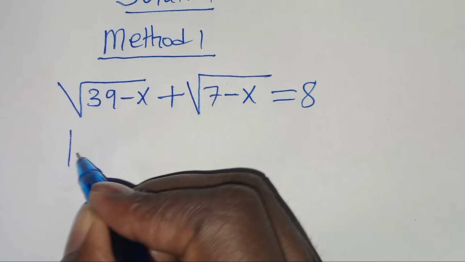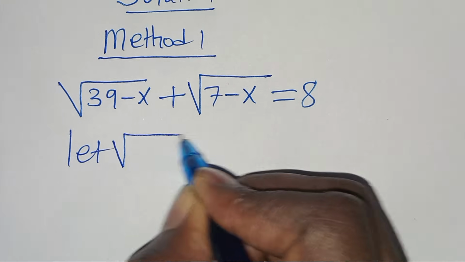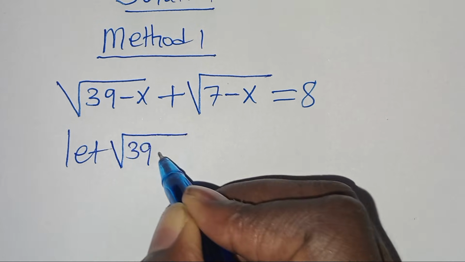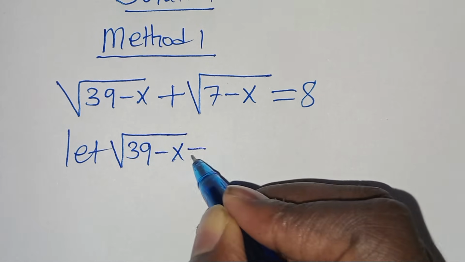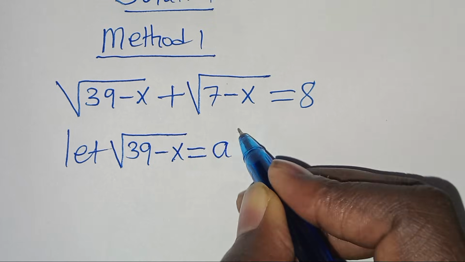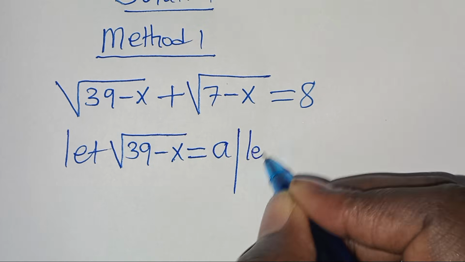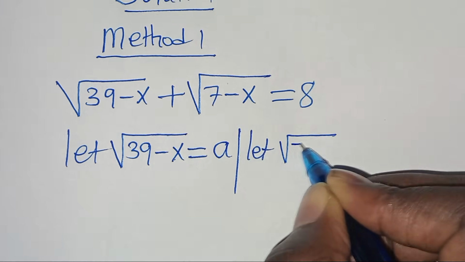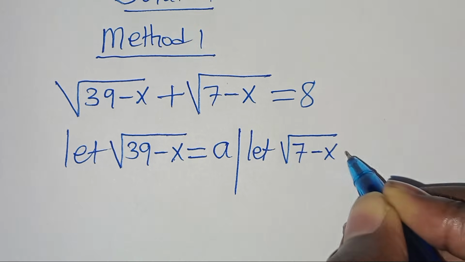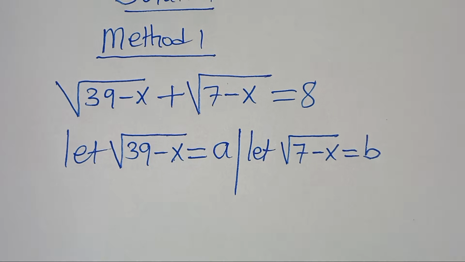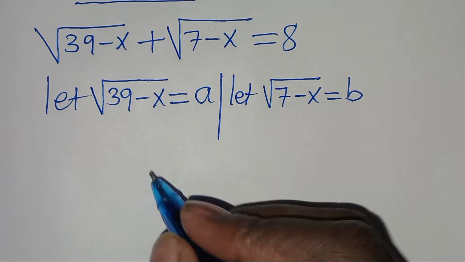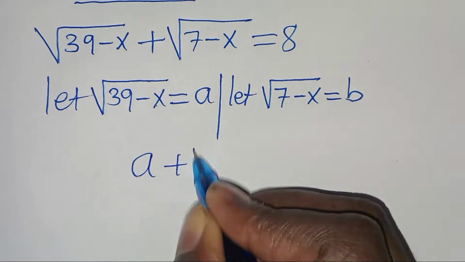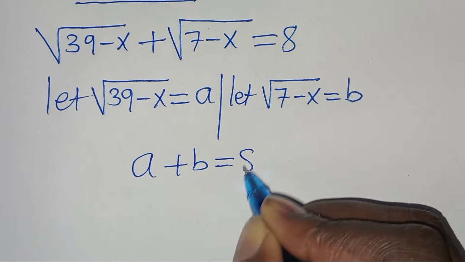So let the square root of 39 subtract x be equal to a, and we also let the square root of 7 minus x be equal to b. Now this implies that a plus b is equal to 8.